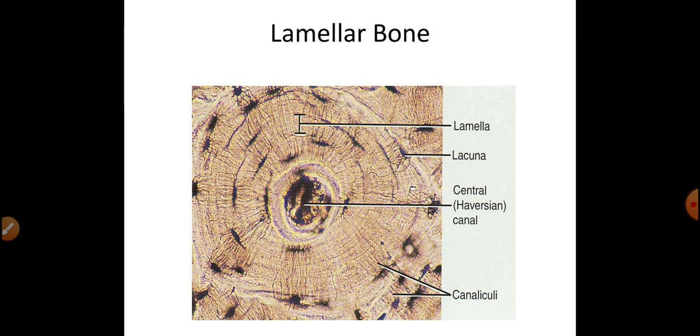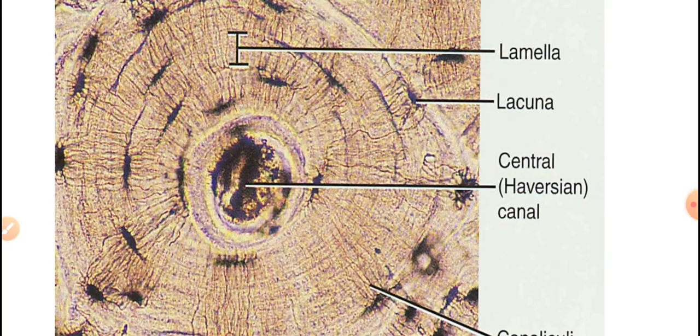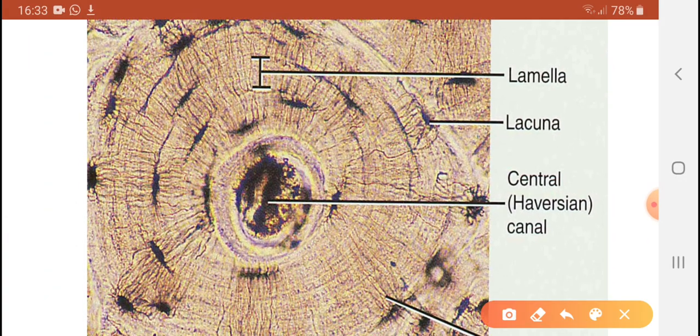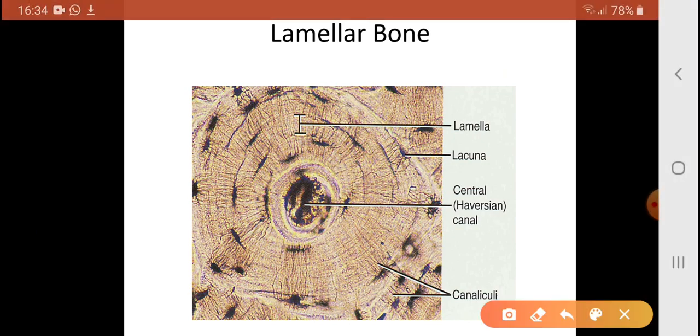This is another picture that shows the lamellar system. It's already labeled, so we can see here the central channel or the Haversian channel. We can see the lamella really clearly here. We can see the lacuna, and the osteocyte is located within the lacuna. Also, we can see the cementum line, which is the line in here. And we can see the canaliculi, which are these small lines that connect the osteocytes together.